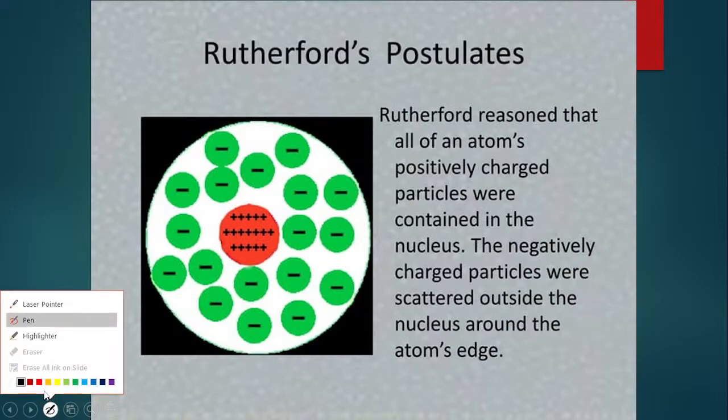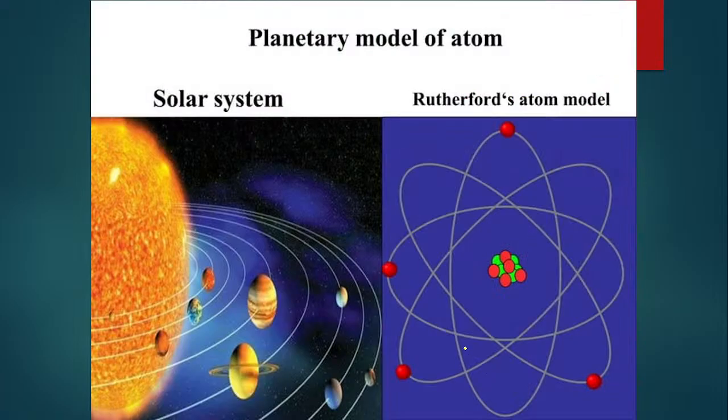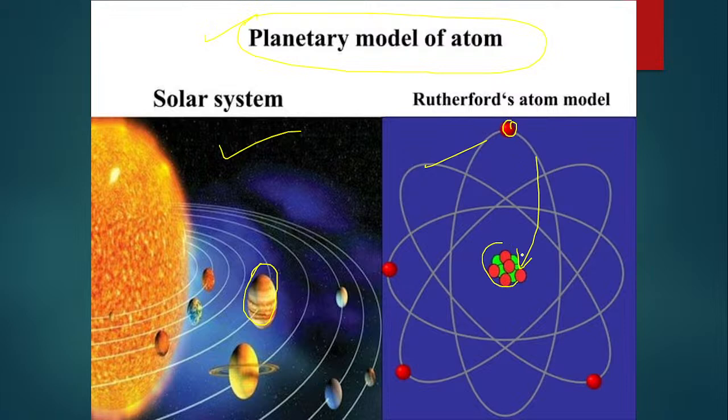What postulates did Rutherford give? Remember, the postulates are important. You should remember the postulates as well as the limitations, meaning you should have knowledge about them. Rutherford reasoned that in all atoms, positively charged particles were contained in the nucleus, and the negatively charged particles were scattered outside the nucleus around the atom's edge. So we also call this model the planetary model of the atom because it resembles the solar system. Just like the way planets revolve around the sun, the electrons also revolve around the nucleus.